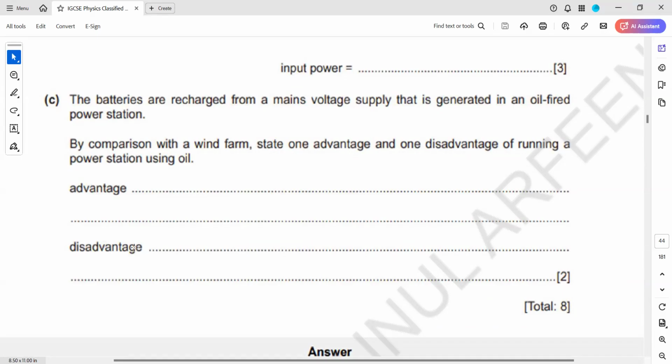Takes less space, it's faster. Less space, yes. Not dependent on weather. It's less building, reliable, or cost. Does not depend on weather. Some of the students are using the marking scheme as well.